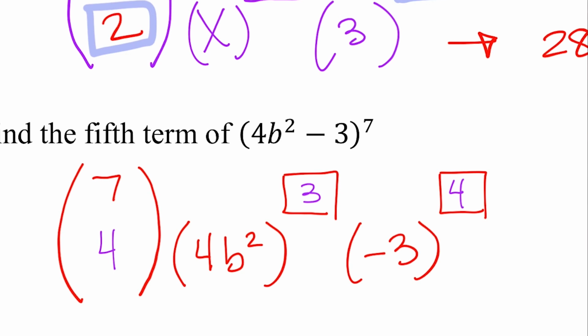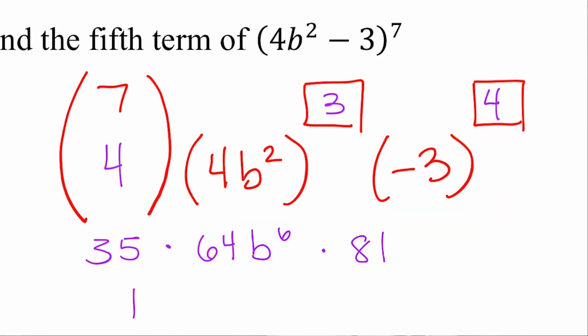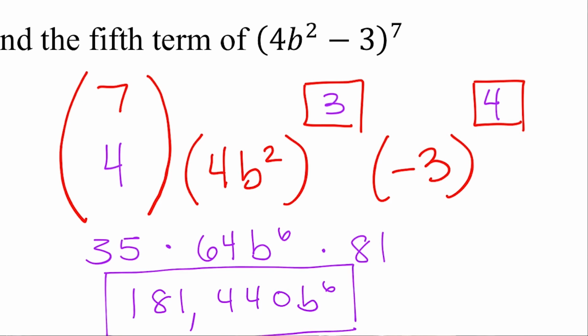So we can plug this in the calculator. We will do 7 choose 4, which is 35. Then we have 4b squared cubed. So 4 cubed is 64. And then when you have a power to a power, you multiply. So this will actually become b to the 6th. And then we have the negative 3 to the 4th, which is 81. So if we do 35 times 64 times 81, that's 181,440 b to the 6th, and that is the 5th term of that expansion.